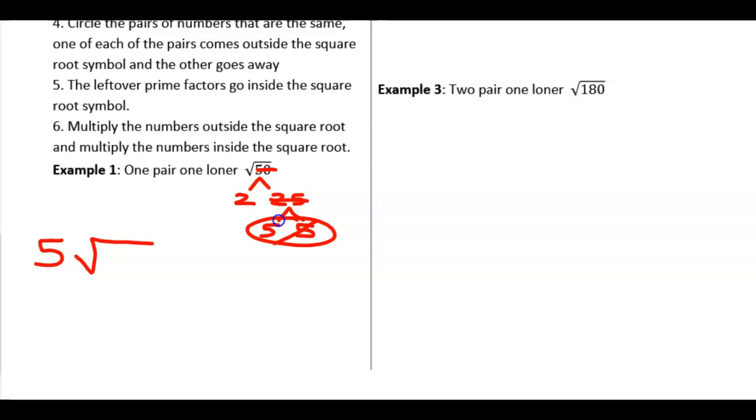Now on the inside, guess who's left over? The loners. We have a loner 2 that's still going to be hanging out in the house. Okay. All right. So I'm the storyteller. So here's the deal. Couples go out. Loners stay in. That's the reduced radical form. That's all you got to do. So that's it. For this one, that's the easiest type of one where there's one pair, one loner.